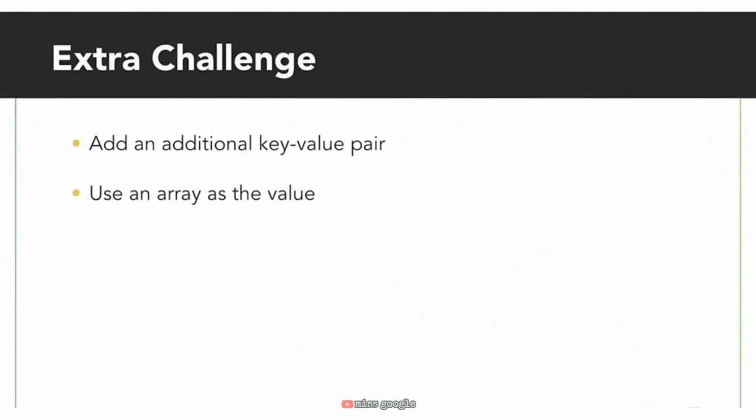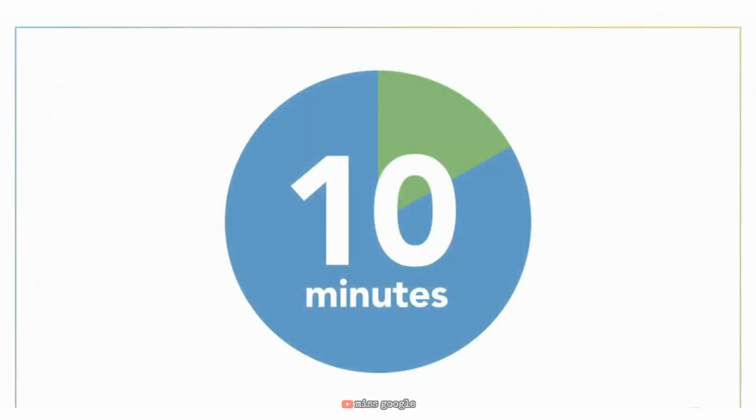If you want an extra challenge, add an additional key value pair to this structure with an array as its value. For instance, you could create a key called list price history and store a few numerical prices in an array as its value. This exercise should take you about 10 minutes. When you're done, join me in the next video and I'll walk you through how I approached it.